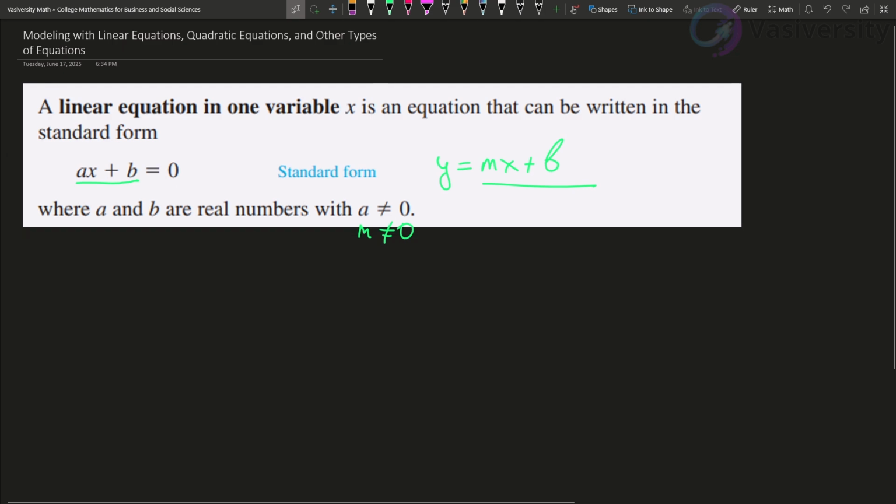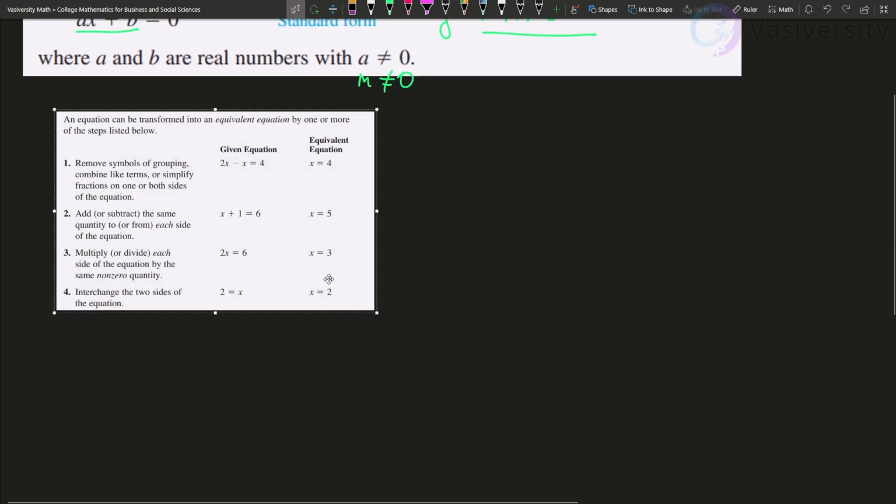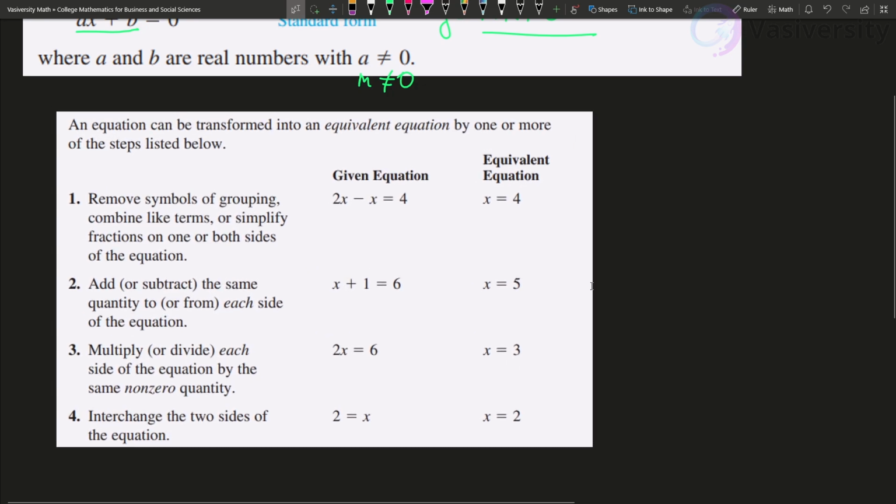Now how can we solve for such equations? In order for us to solve it, we can use generating equivalent equations. That's what we call it in mathematics. Essentially, we can perform algebraic operations in order to isolate the variable that we are looking for. In our case, we will always be looking for x. So what steps can we take? Here are a few. An equation can be transformed into an equivalent equation by one or more of the following steps.